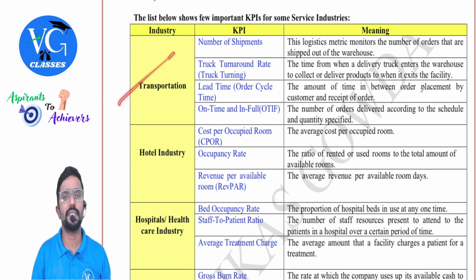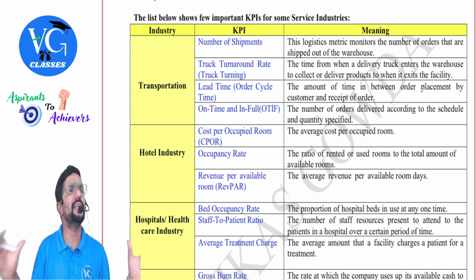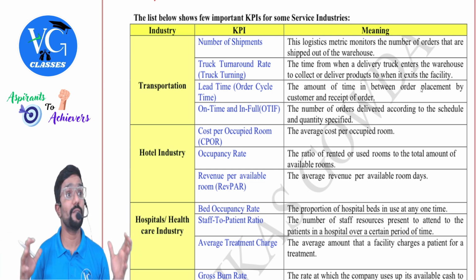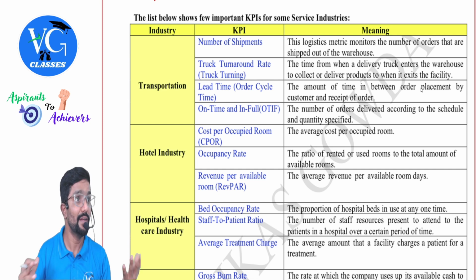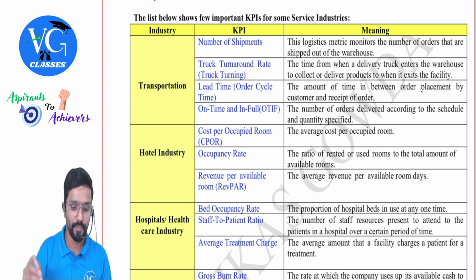First, transportation industry. What are the KPIs? First one, number of shipments means how much delivery we have given. Number of deliveries, especially like Amazon, Flipkart, and all, they are also into delivery. Now they will calculate what is the number of delivery or shipment they have done.